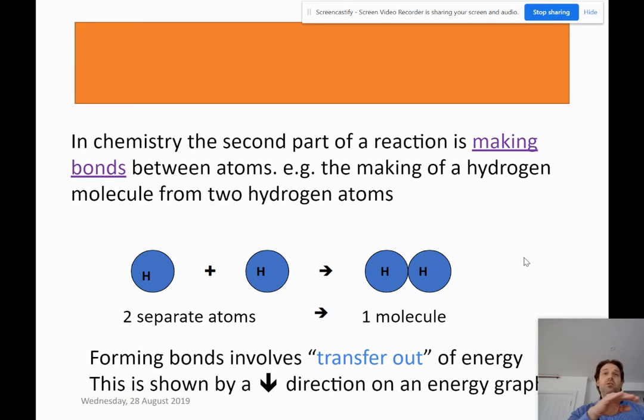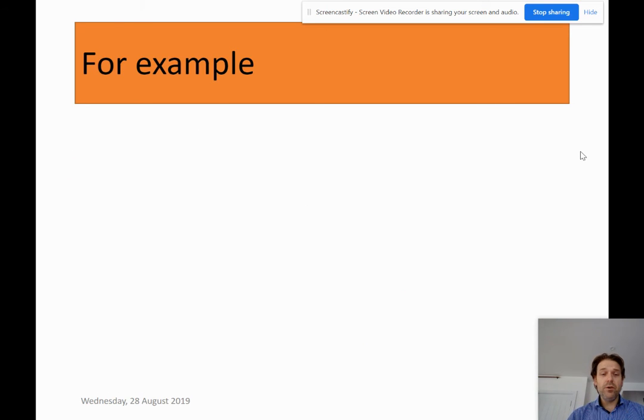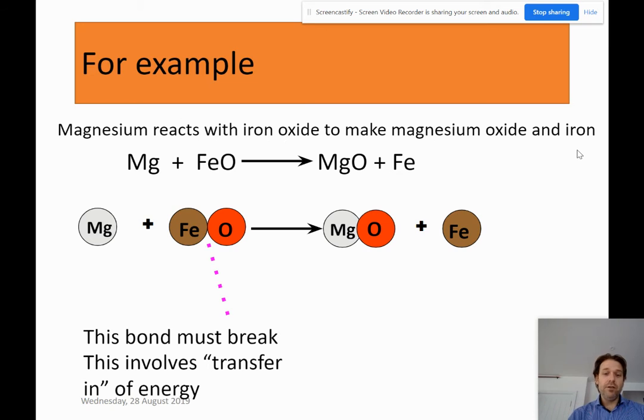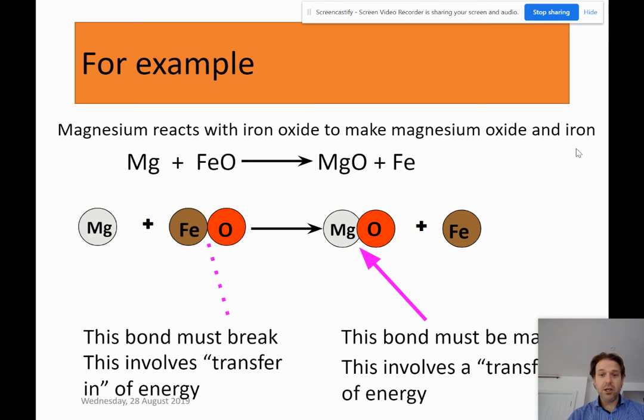So always, your graph is going to follow the pattern of energy going in to break bonds, so we're going to go up, and then we're going to lose some energy as those bonds are formed. And depending on how far up you go, and how much energy is given out and how far down you come, that determines the shape of your graph and whether it's an exothermic or an endothermic reaction.